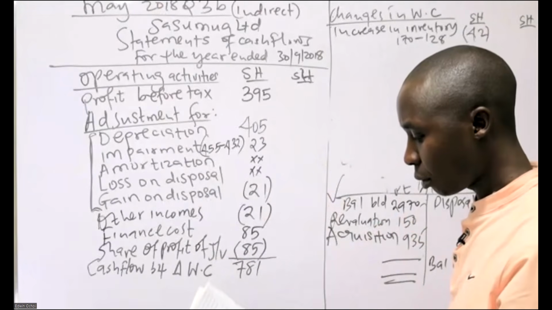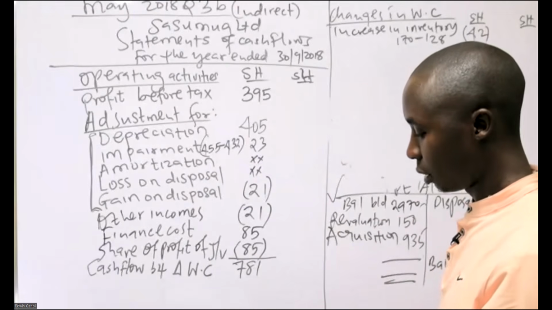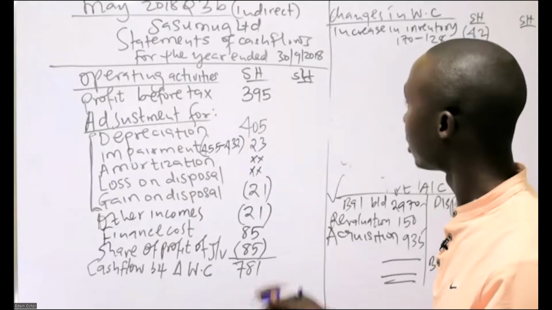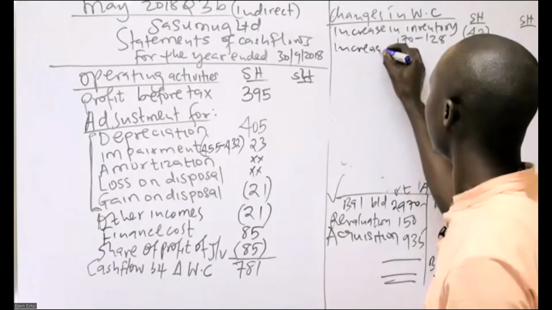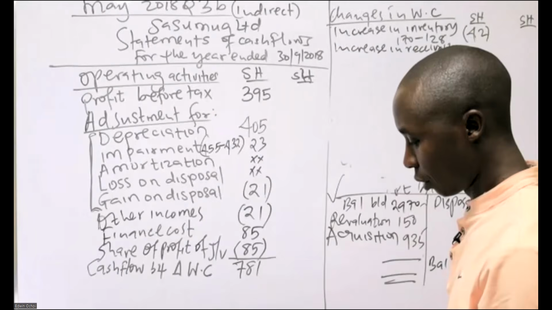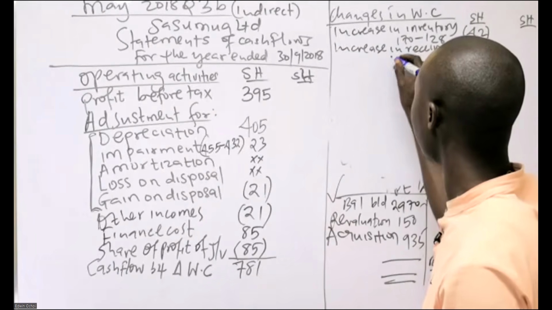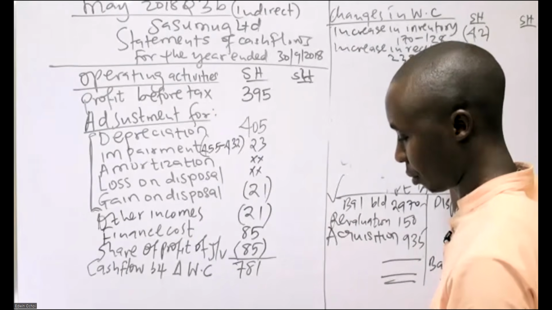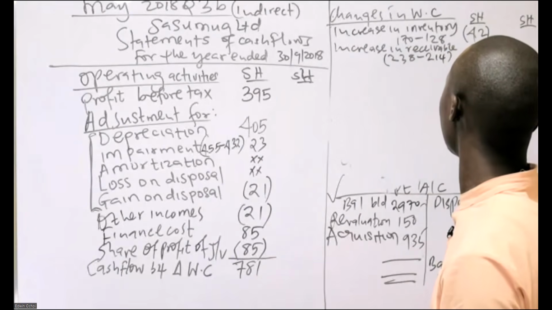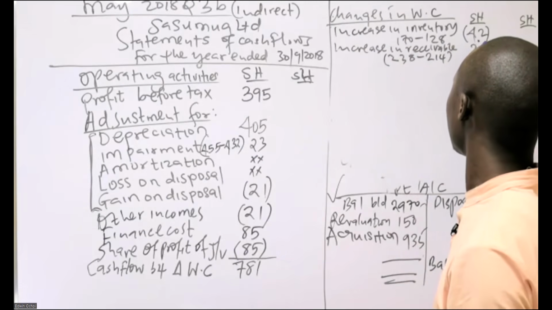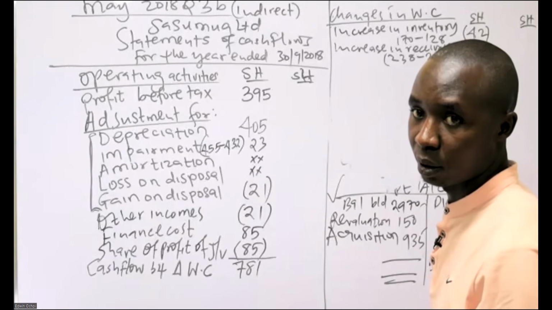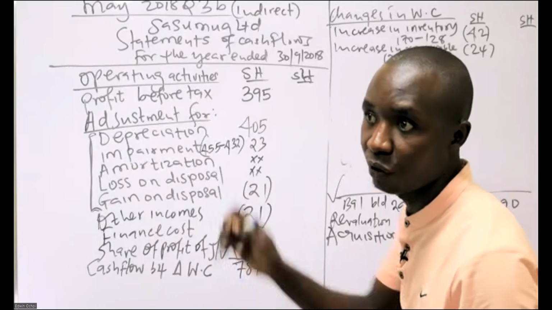All right. Then for the receivables, debtors, increase or decrease? Increase again. So an increase in receivables. The difference is 238 minus 214, which is 24. So again, it's money out. Your debtors have increased. You have given them money.